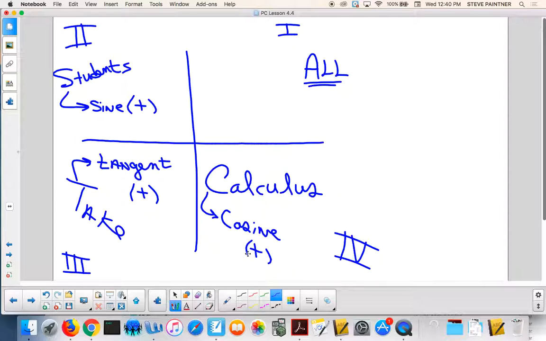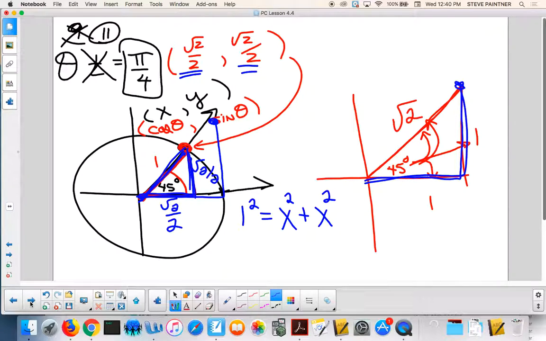Quadrants 2 and 3. Cosine's positive here, cosine's negative here. Where's tangent negative? The second and fourth. Tangent's positive in the first and third. Sine is negative in 3 and 4. Sine is positive in 1 and 2. I mean, that helps a little bit. Okay? All right.